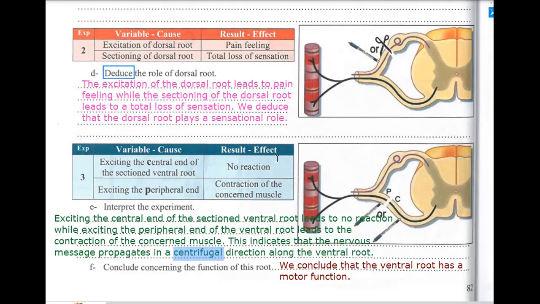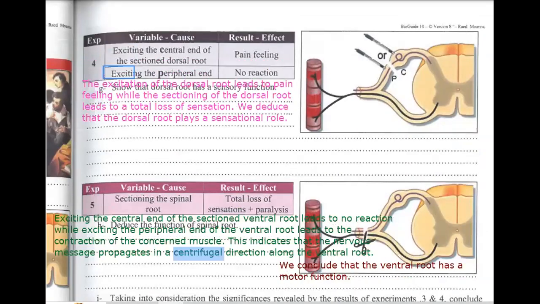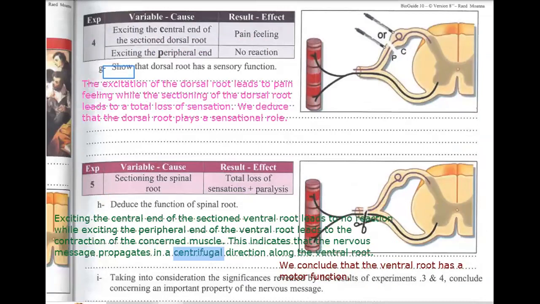So from experiment 1 we saw that the ventral root controls the muscles. We also saw in experiment 2 that the dorsal root has a sensory role. And in experiment 3 we saw that the message moves in the ventral root in a centrifugal direction, so it has a motor function. Now experiment 4. Francois Magendie did 5 different experiments. Let's see experiments 4 and 5.